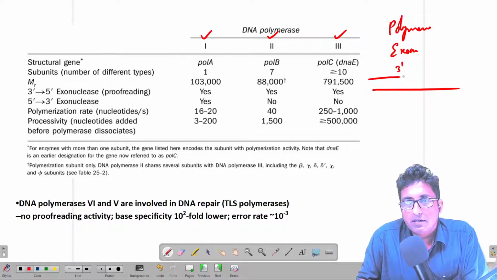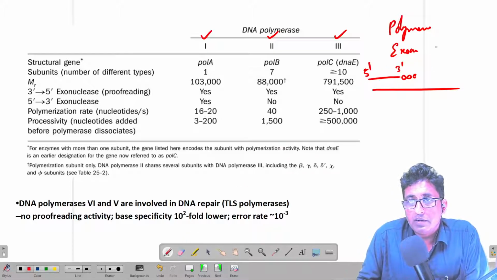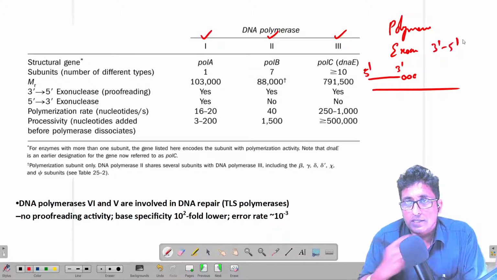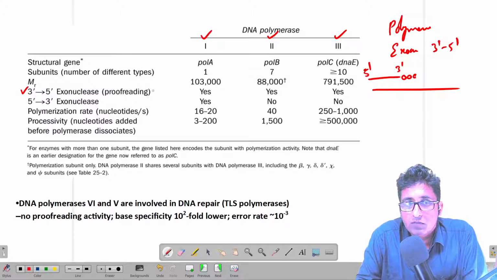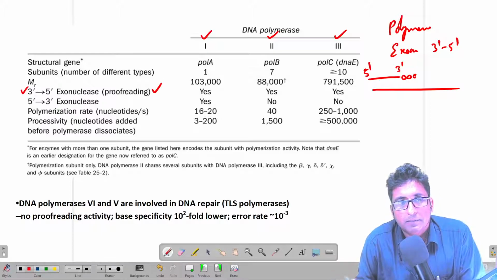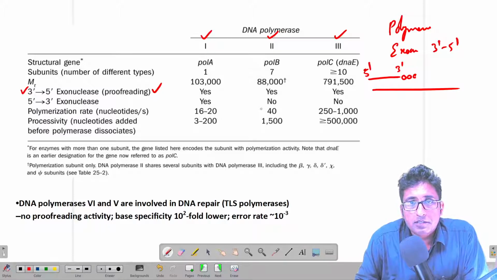This is the 3' end, and DNA nucleotides are being added in this direction. And if exonuclease activity was performed and one base was removed, that means DNA is moving from 3' to 5', and we then call it 3' to 5' exonuclease activity. The majority of the DNA polymerases have 3' to 5' exonuclease activity, which is also referred to as proofreading exonuclease activity. There are some DNA polymerases which also have 5' to 3' exonuclease activity.